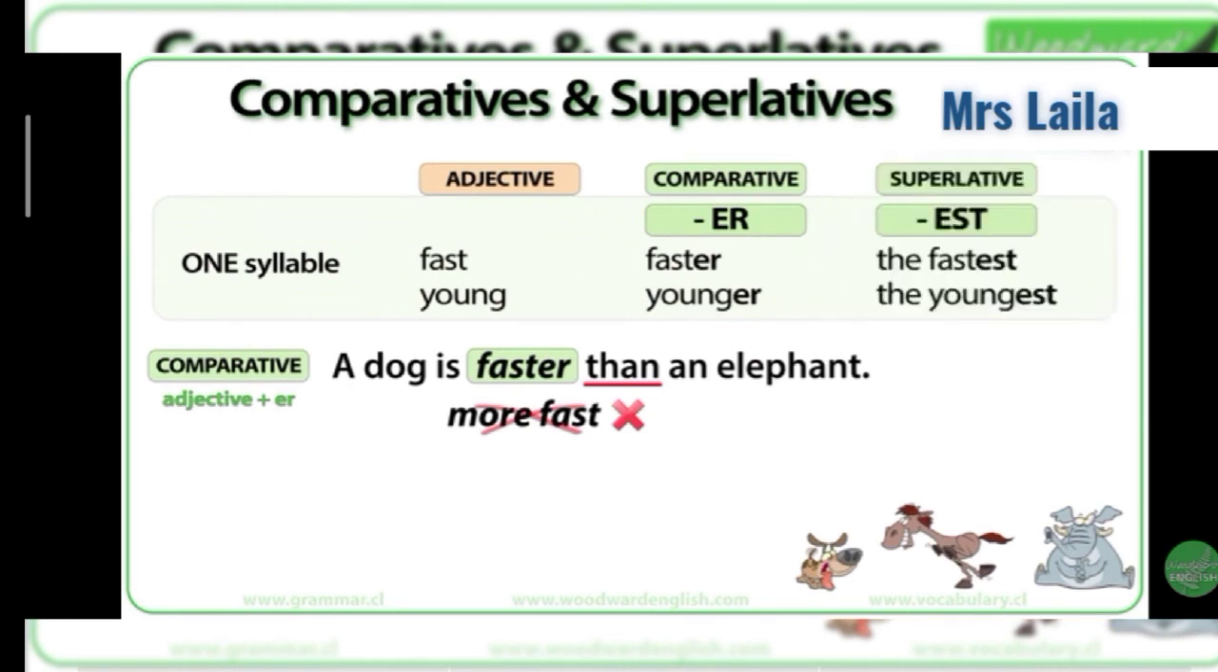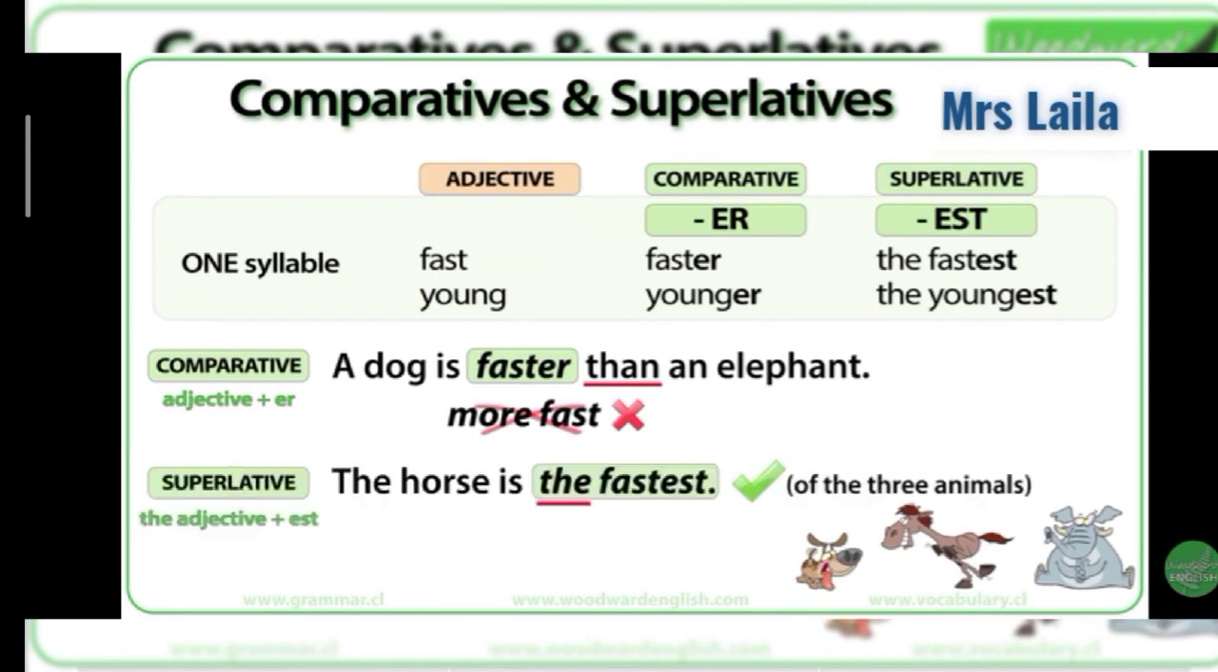Now look at the example again. A dog is faster than an elephant. We say here faster than, not more fast. Also, it's important to use than after the comparative. Faster than, slower than, younger than.